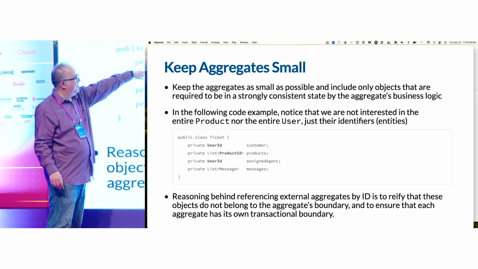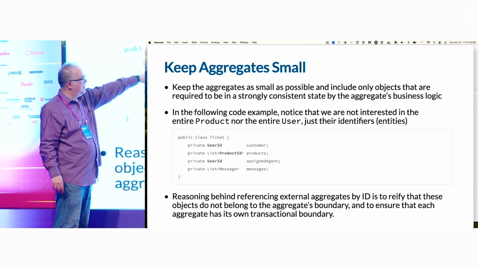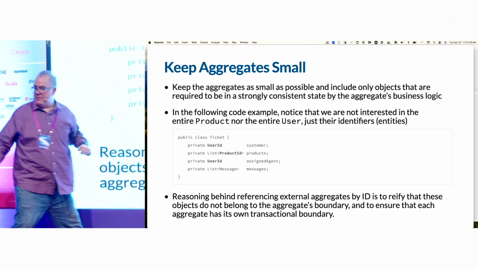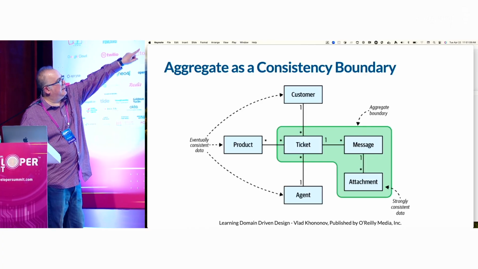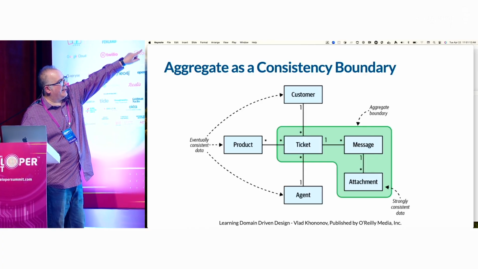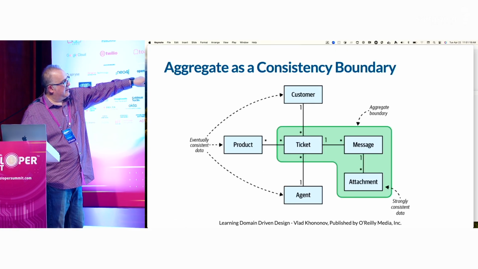Public class ticket, I have user ID for the customer. Here's product ID, right? In this image here, I don't want to deal with the customer as an object graph. I don't want a direct link to it. I'm just referring to it by the ID. The list of products, that's external to that green area there. That's eventually consistent. I could load that later, called reify, and I could reify that later.